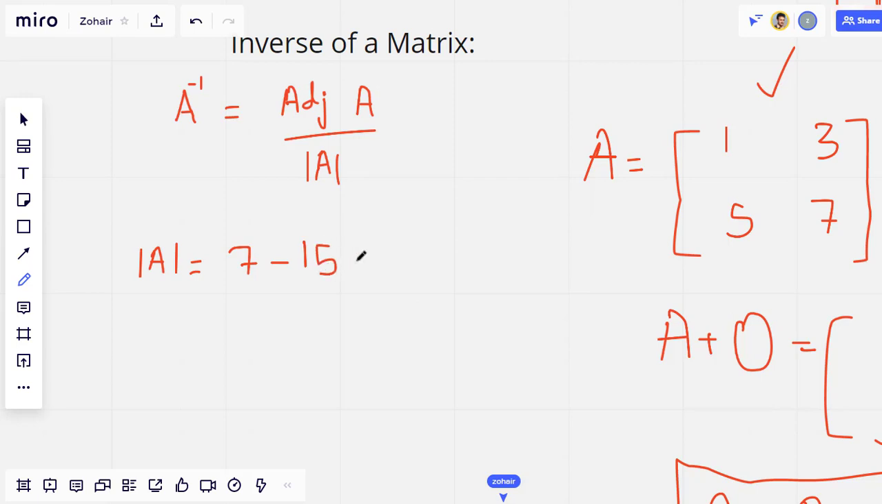So now 7 take away 15 would be minus 8. So that means the determinant is not 0. That means it's a non-singular matrix. And for a non-singular matrix, yeah, inverse is possible. So now let's move on to the adjoint of a matrix.